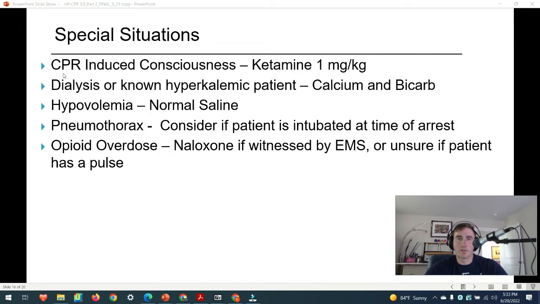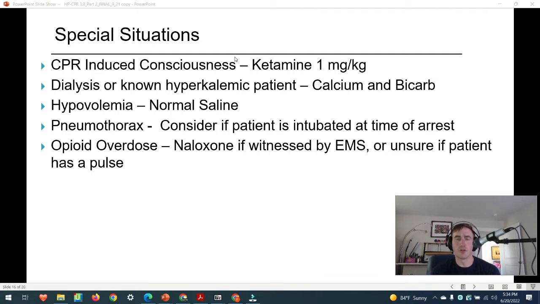We've seen that even more frequently with a patient that's on dialysis or a known hyperkalemic patient. You all should be very familiar and comfortable with treating hyperkalemia at this point. If you have a reason to think hypovolemia, give a fluid bolus. Pneumothorax: if you intubate the patient, then they arrest, well then whatever you did most likely caused the arrest if you did a procedure and then the patient died. So consider misplaced tube or pneumothorax.